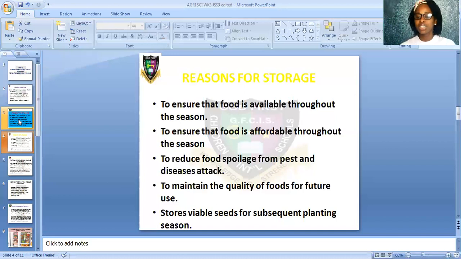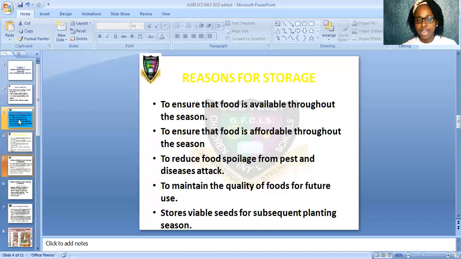We also store viable seeds for subsequent planting seasons, so that in the next season you will have seed to plant. In the next season you will not run out of seed or farm produce for planting.